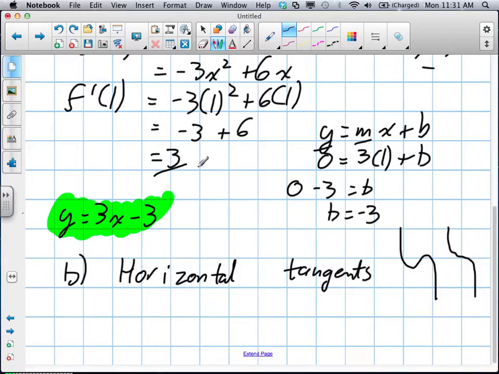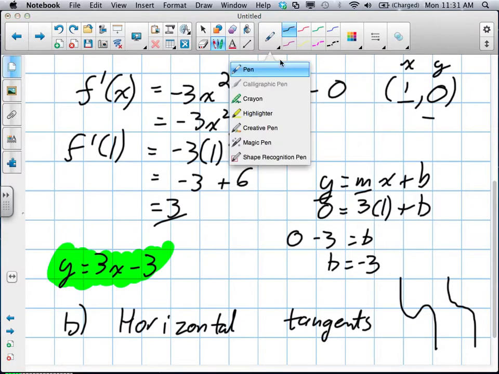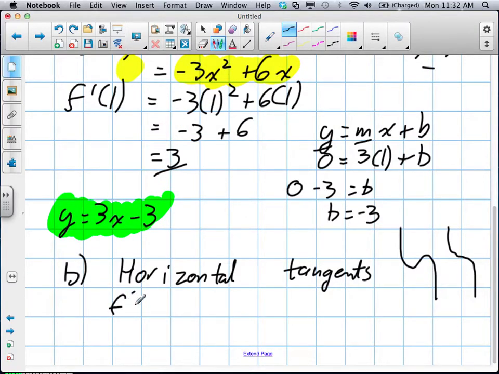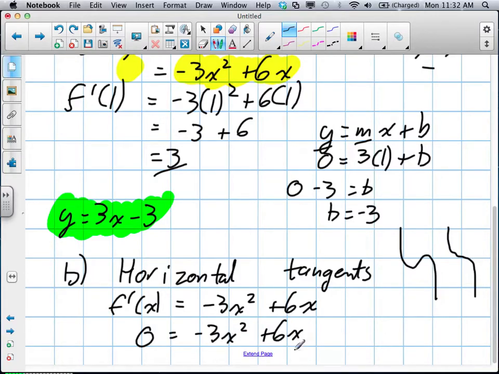So if we're looking for horizontal tangents, we go back to our derivative function, which is very important here, f prime x. We're going to take this value, and when something's horizontal, anyone know what the slope of it is? 0, okay? So that means we're going to be looking for a value of 0 there. So we're going to take this function, f prime x, -3x squared plus 6x. When something's horizontal, our slope is 0, so we're going to replace our f prime x with 0 is equal to -3x squared plus 6x.